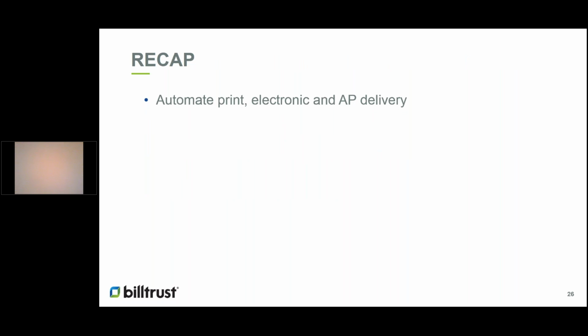So today we learned that automating print, electronic, and AP delivery is really critical, right? It's critical that you're able to quickly and efficiently get invoices into your customers' hands as quickly as possible, and even getting them into those AP networks, right? You want to automate as much of that as possible, and you want to make sure that you're meeting customer preferences and delivering them into the right portals or through the right delivery channels.